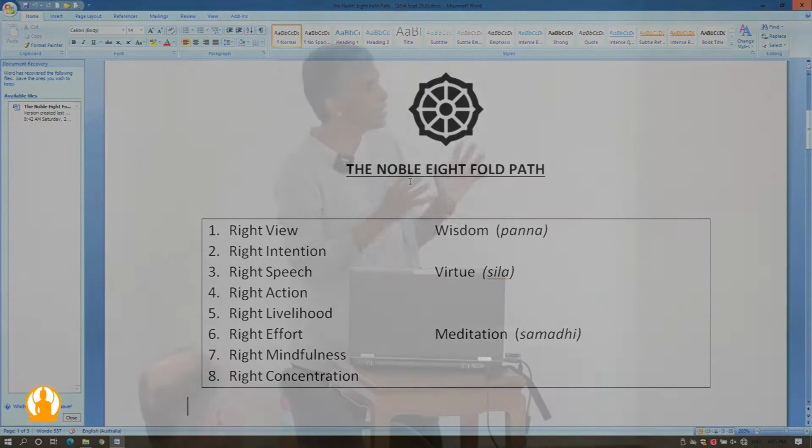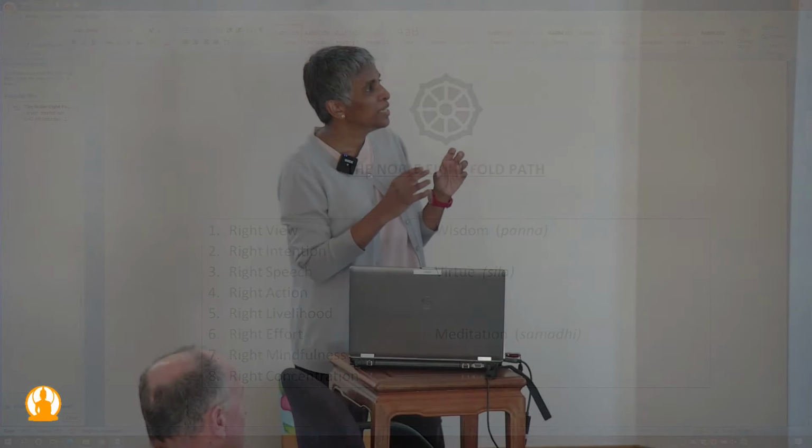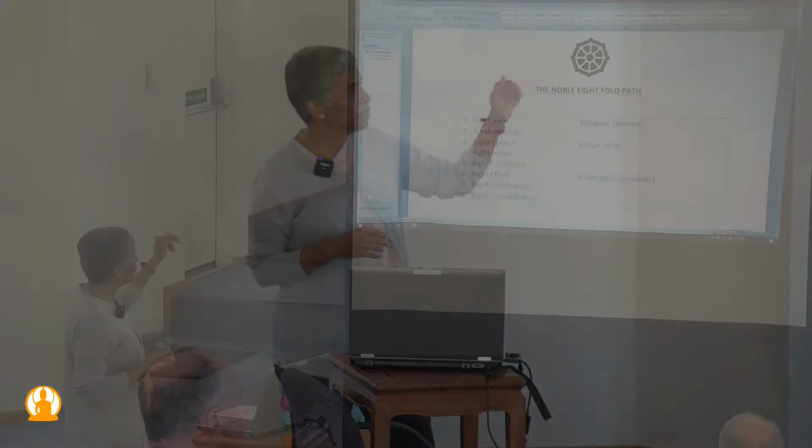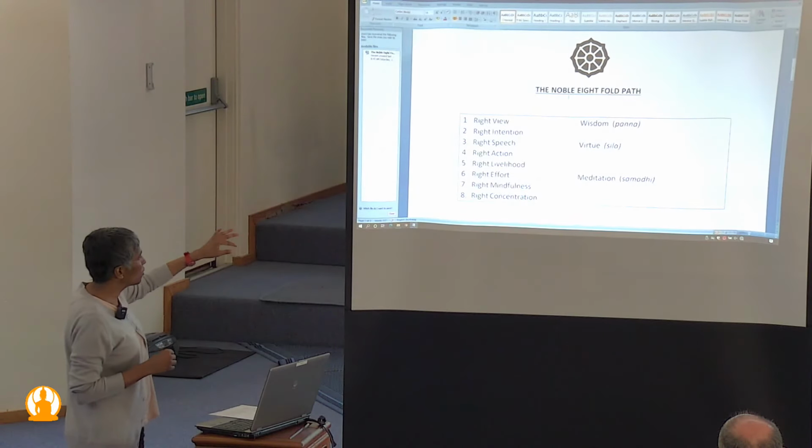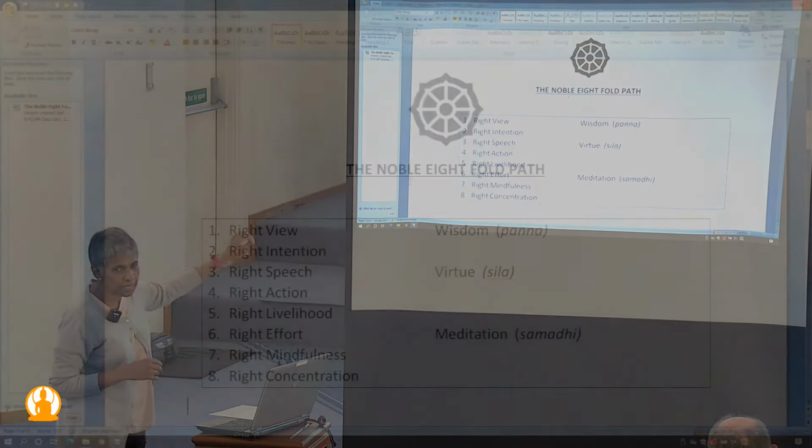Be developed, and when they are mature, you achieve the wisdom of liberation. The eight path factors are listed there. First, right view, then right intention. Those two are called wisdom factors.